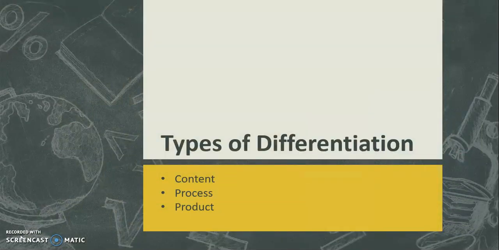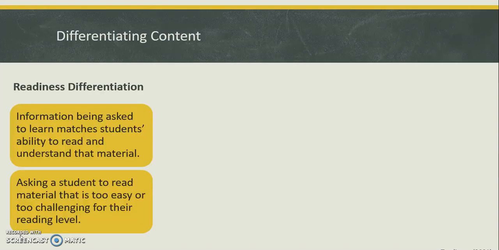Next, we're going to talk about the different types of differentiation. There are 3 types that I'm going to talk about: content, process, and product. So, differentiating content. Teachers can differentiate content in response to a student's readiness level, their interests, or their learning profiles.